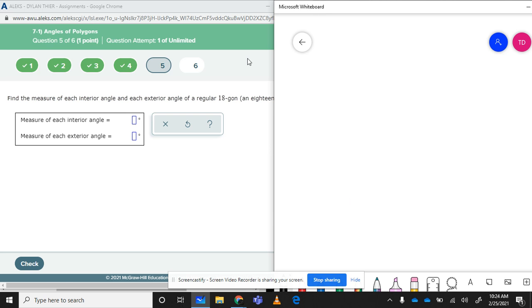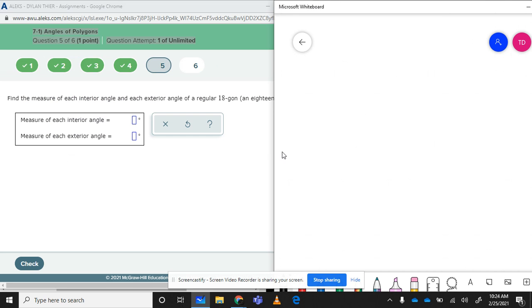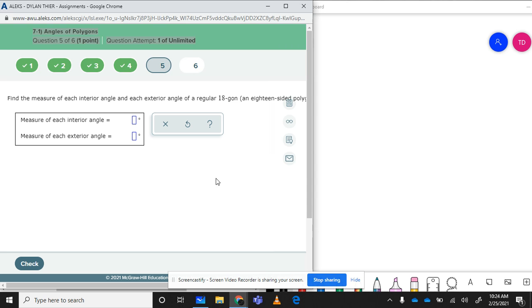So this lesson's not too terribly tricky. It's just that you got to understand that first idea of dividing your shape into triangles, and that you always get two less triangles than the number of sides that you started with.